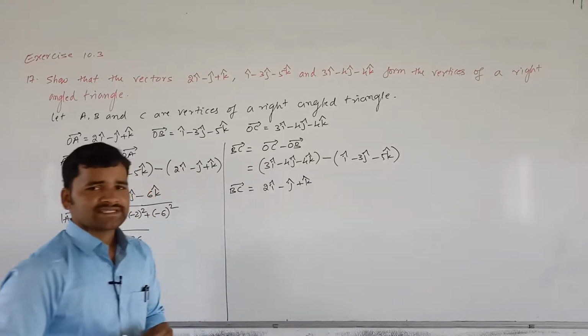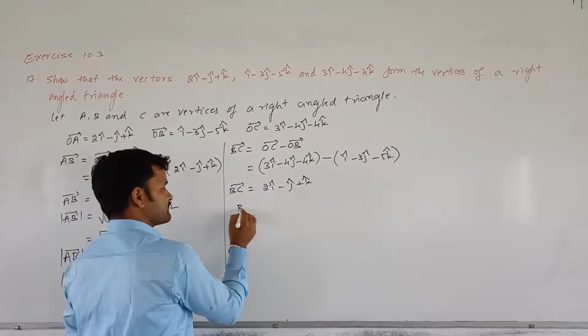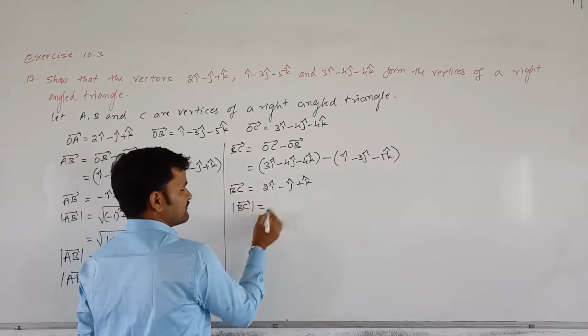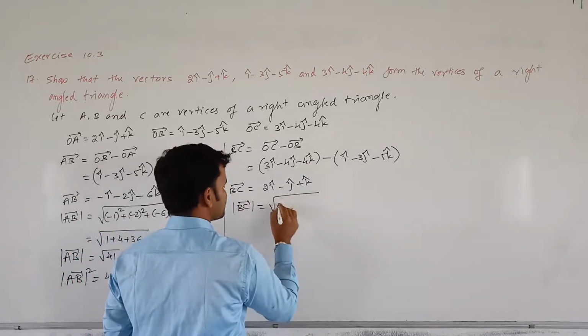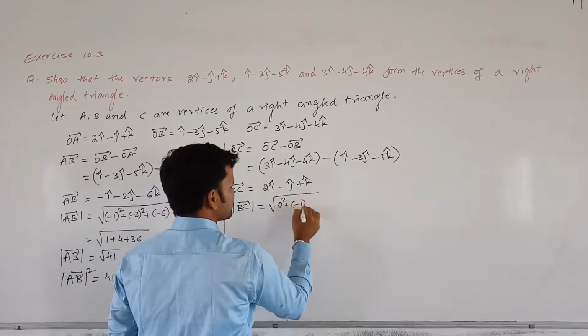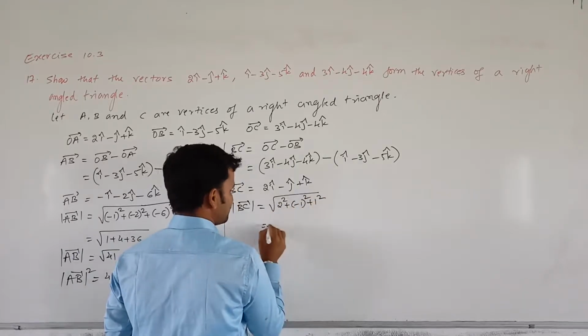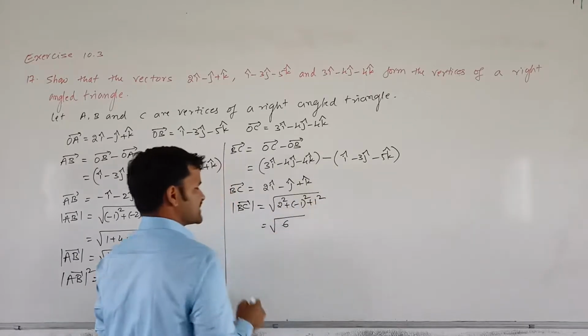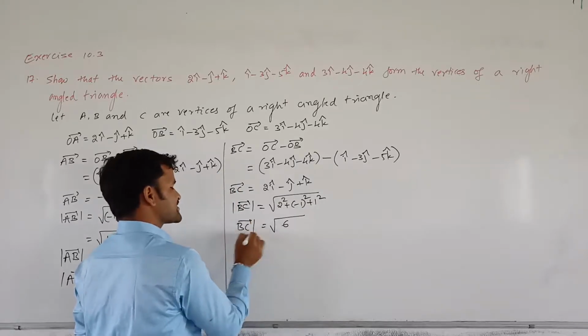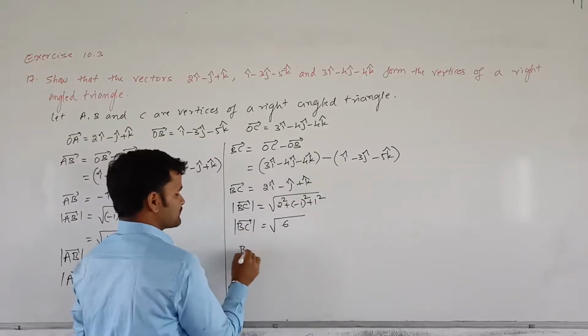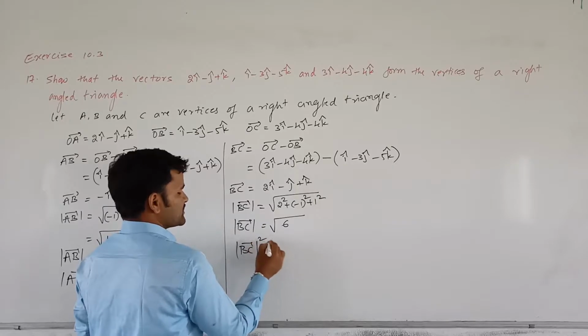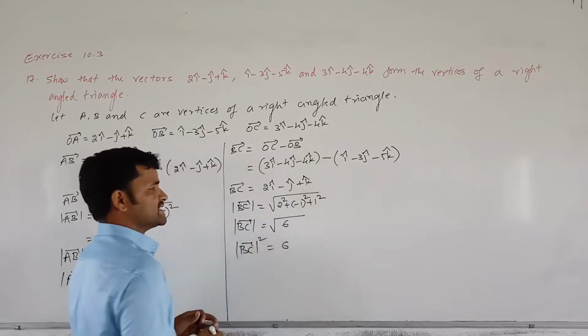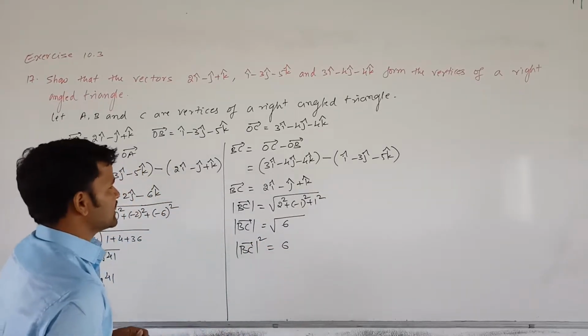Let me find out its length. Magnitude of vector BC is equal to square root of 2 square plus minus 1 square plus 1 square. We have it as square root of 6. We want the square of the side, so magnitude of vector BC square is equal to 6. Okay.